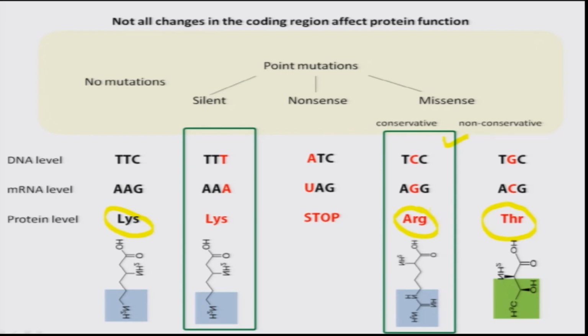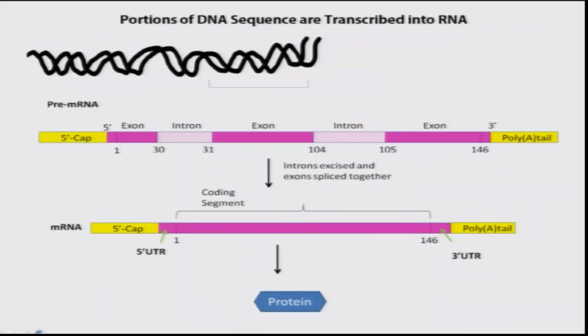So such changes wherein the change in amino acid does not affect the protein to that extent, because a very similar amino acid is being replaced, are called conservative substitutions, and these are normally present in the population. If I sequence 50 individuals in the class, I would find that at least 4 or 5 of them would have an amino acid change like what you have seen here, lysine to arginine, and they are normal, right. So these are called conservative substitutions. That is about how mutations in the coding region could affect the way the protein functions.